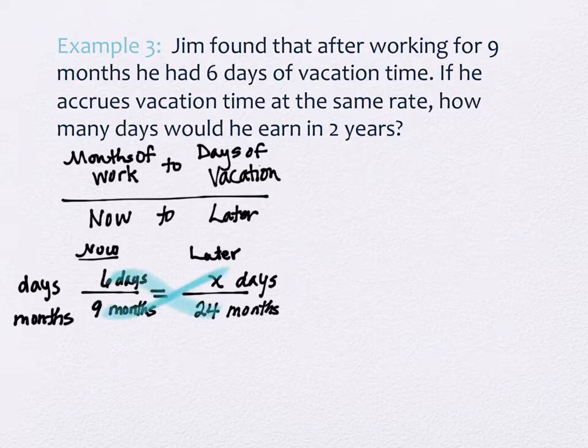Cross multiply? Sure. Okay, so the first diagonal is 6 times 24. I'm going to leave off all the units because it's going to get really messy. And the second diagonal is 9x. So somebody with a calculator, tell us, what in the world is 6 times 24?